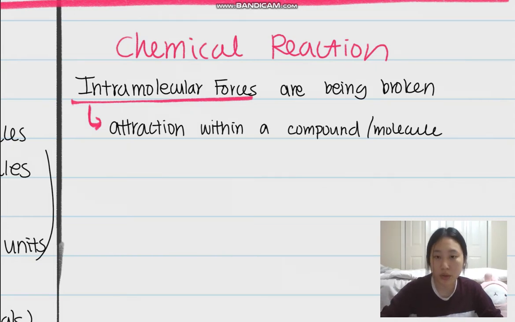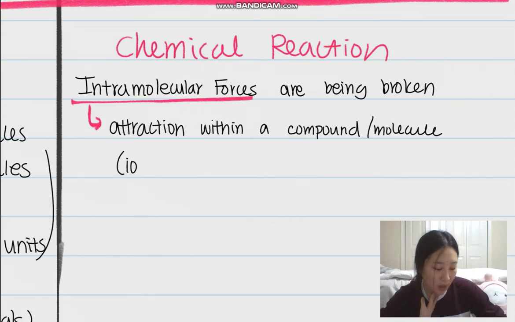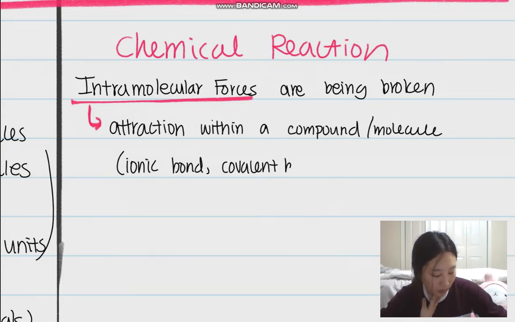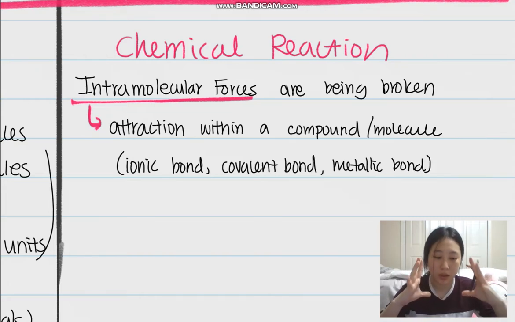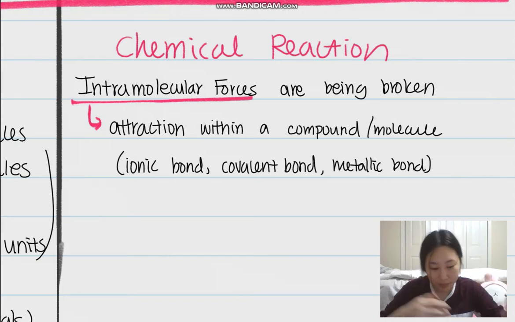And we know there are two types of intramolecular forces. The very first one would be ionic bond, and the second one would be covalent bond. And we really didn't talk about metallic bond, but metallic bond can be an intramolecular force. Right, so let's write it down. Ionic bond, covalent bond. So again, the one in the parentheses, you're not required to know them, but it's good to know them.